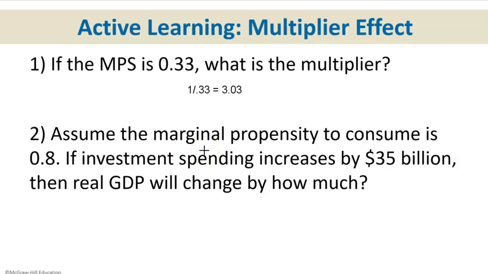First one here is really easy. Just plug the MPS into the formula. 1 divided by MPS is equal to the multiplier. So 1 divided by 0.33 will give you 3.03.